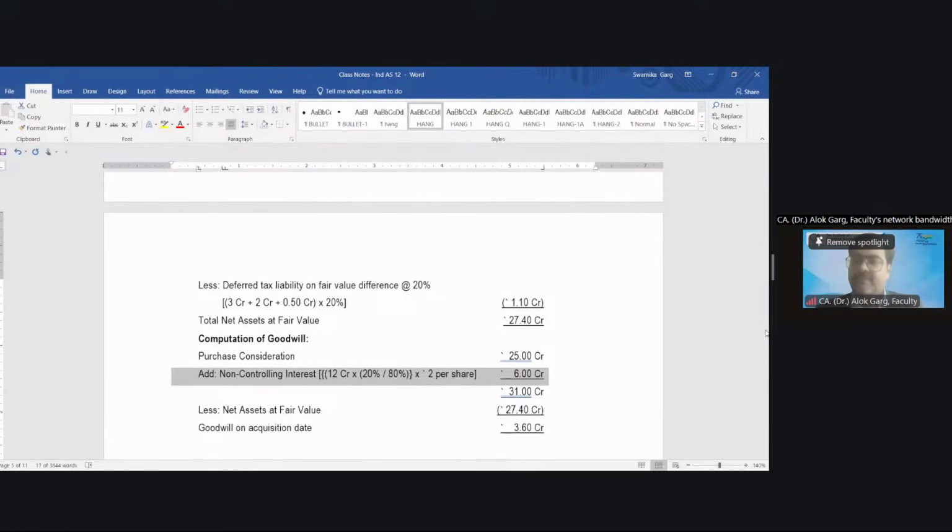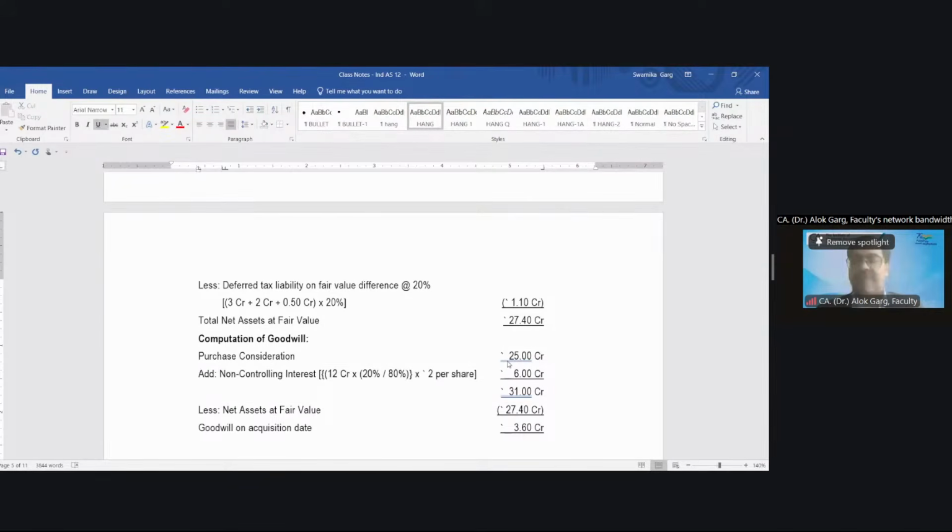And what is the fair value of the share? Yes, sir, 2 rupees. Fair value of the share is 2 rupees. So 3 crore multiplied by 2 rupees, 6 crore. So my purchase consideration is 25 crore. My NCI is 6 crore. My total is 31 crore.